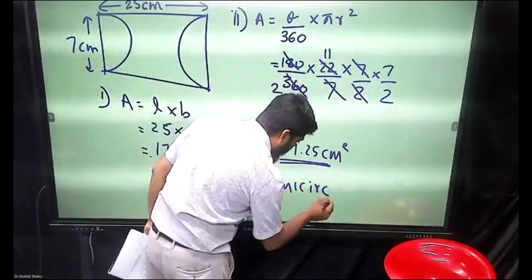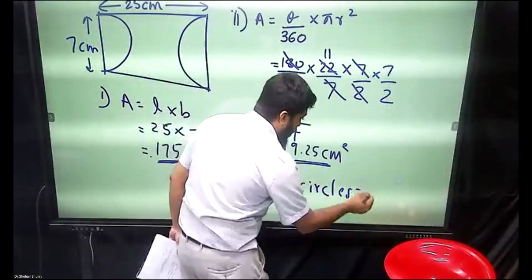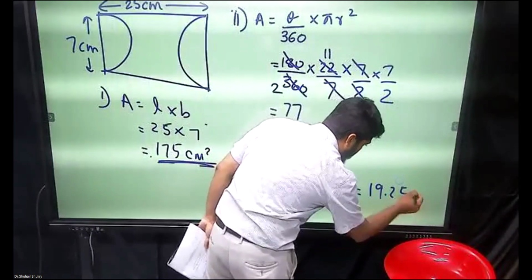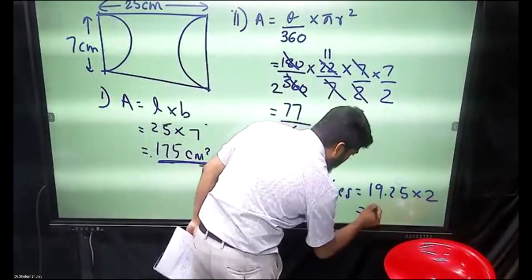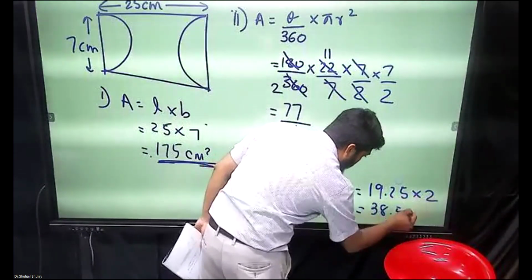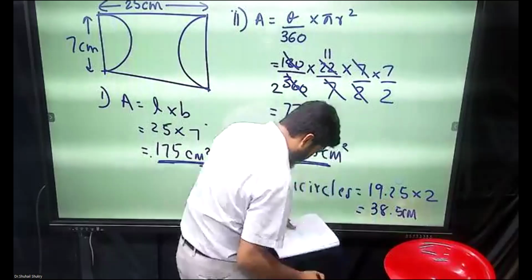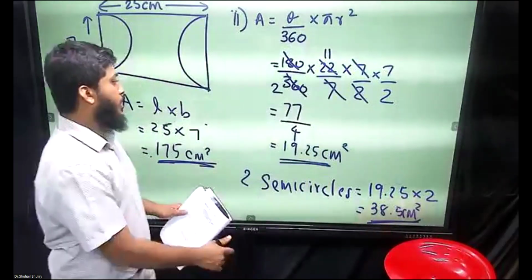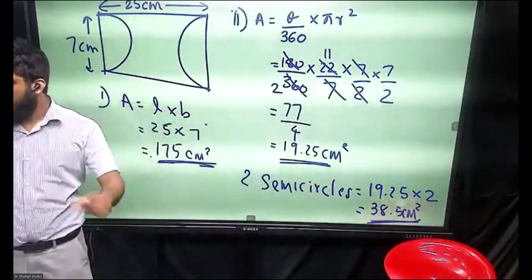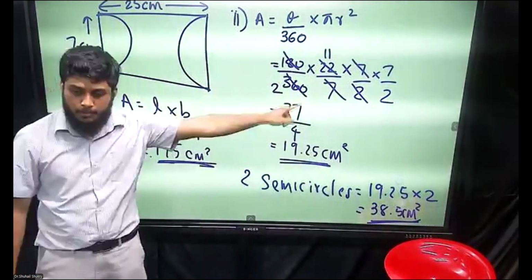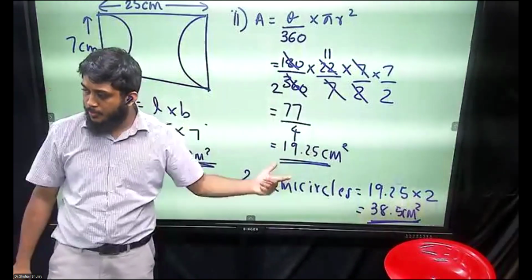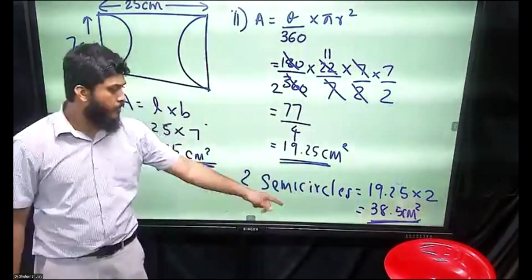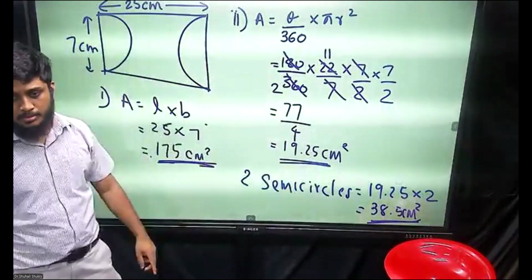2 semicircles. Circles. How much? 9.25 multiplied by 2. How much? 38.5. Centimeter or meter? Centimeter square. Hari, then where is your problem? You should understand your problem is speed of multiplication. See, if you can do multiplication very quickly, you can finish this question.